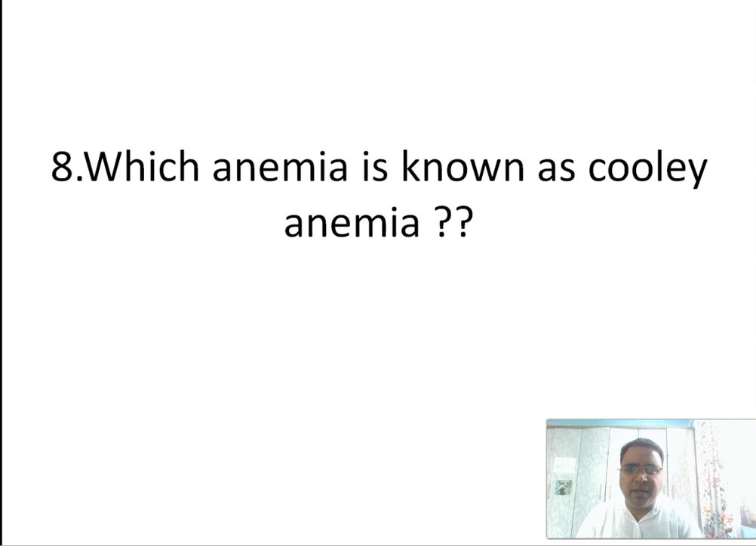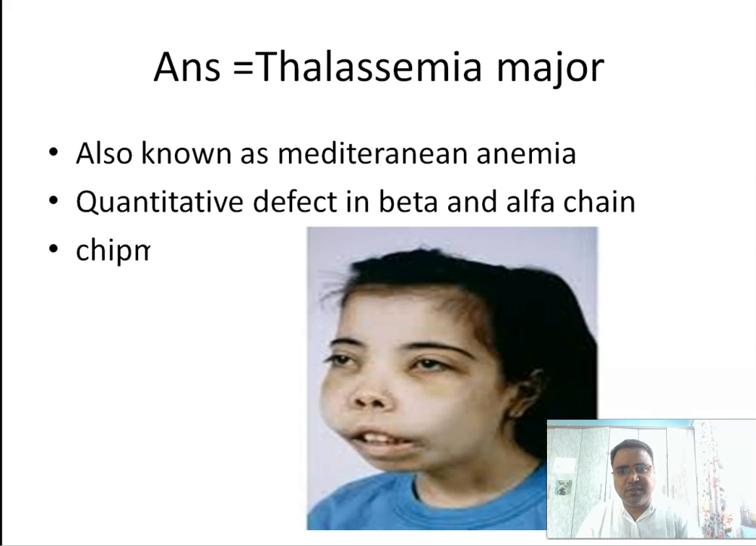Next, which anemia is known as Cooley's anemia? The answer is thalassemia major. As you know, it is a congenital hemolytic anemia. Many forms are there, your sickle cell. Most commonly, we get sickle cell anemia and thalassemia. Thalassemia is known as Cooley's anemia. The other name is Mediterranean anemia. It is the quantitative defect of the formation of alpha or beta chain.